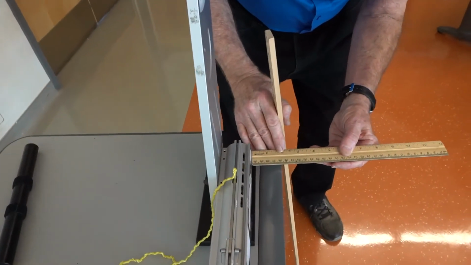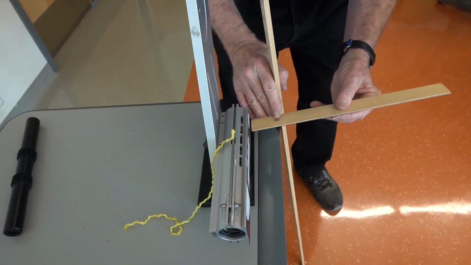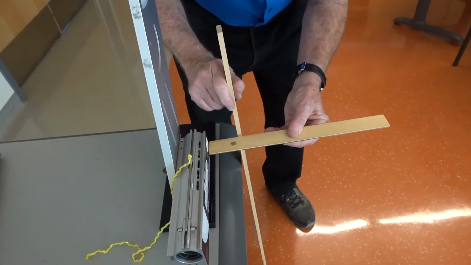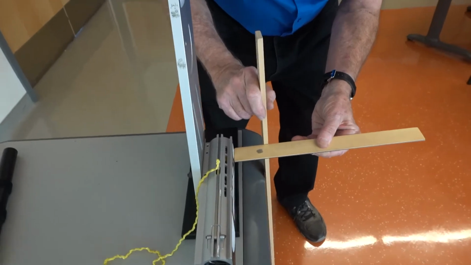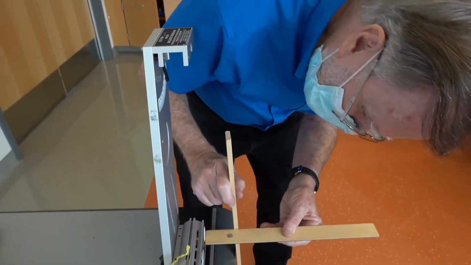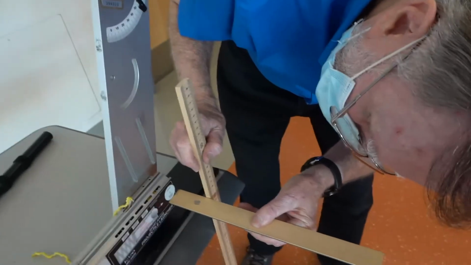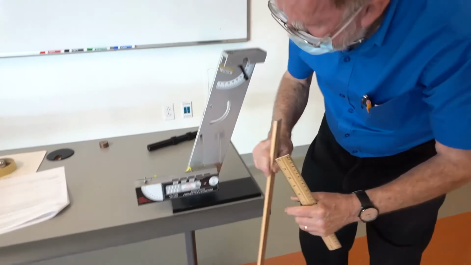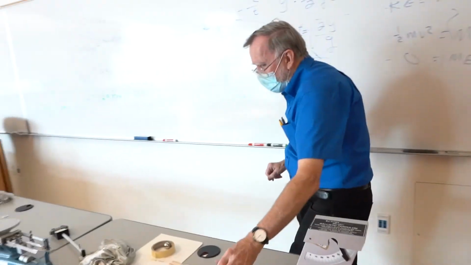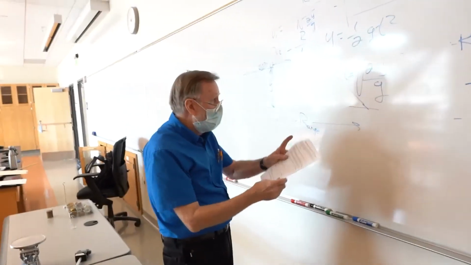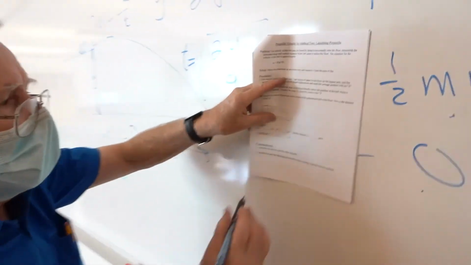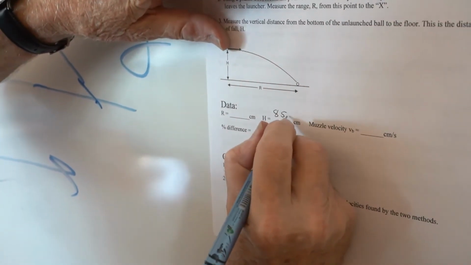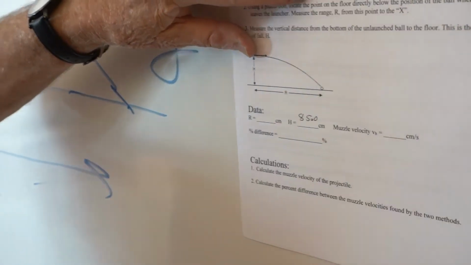I'm going to line this ruler up with the bottom of the ball and just hold that, try to keep it level against the meter stick and read it off. It looks like about 80.5 centimeters. So H looks like, you can write this on your data page, capital H, the distance that it falls, 85.0 centimeters. Okay, so far so good.